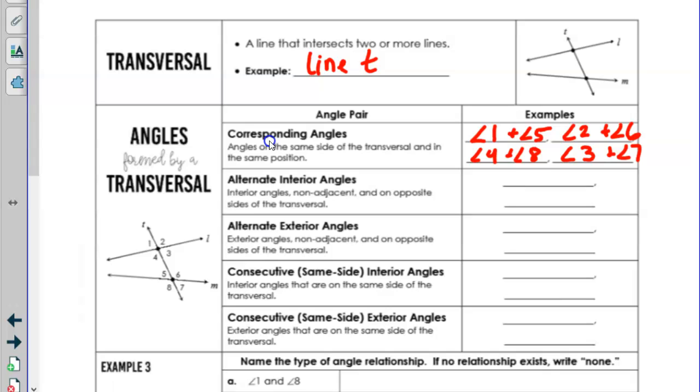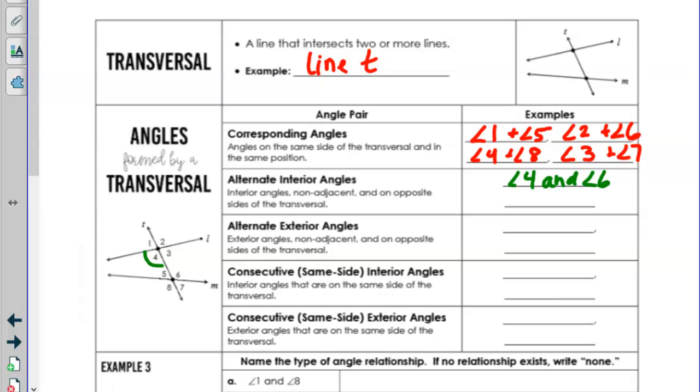Alright, so let's go to alternate interior. Alternate interior is kind of how it sounds. See how there's 4 angles that are on the inside of L and M? So I'm talking about 4, 3, 5, and 6. They're on the interior of those 2 lines. What do you suppose alternating means? Outside. Not outside. Yeah, they're on alternating sides. You could have called them opposite interior, but they use the word alternating. They alternate sides. So if I say angle 4, what is the alternate interior angle to angle 4? 6. Very good, 6.